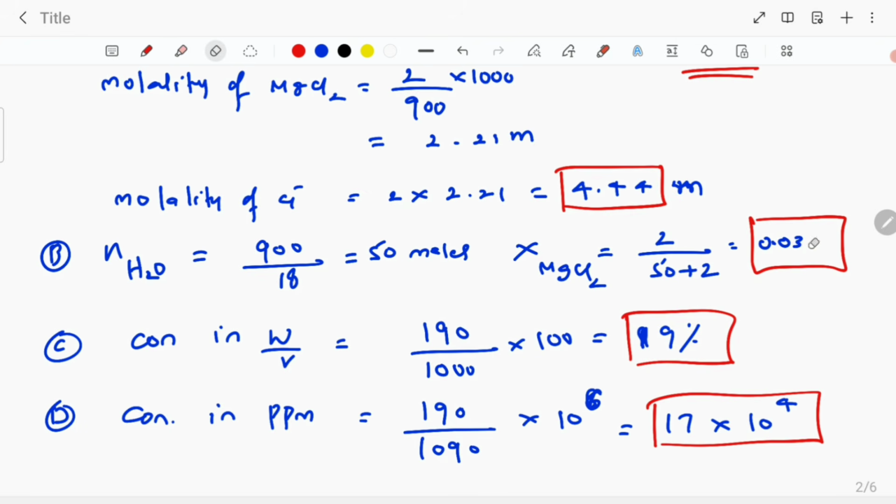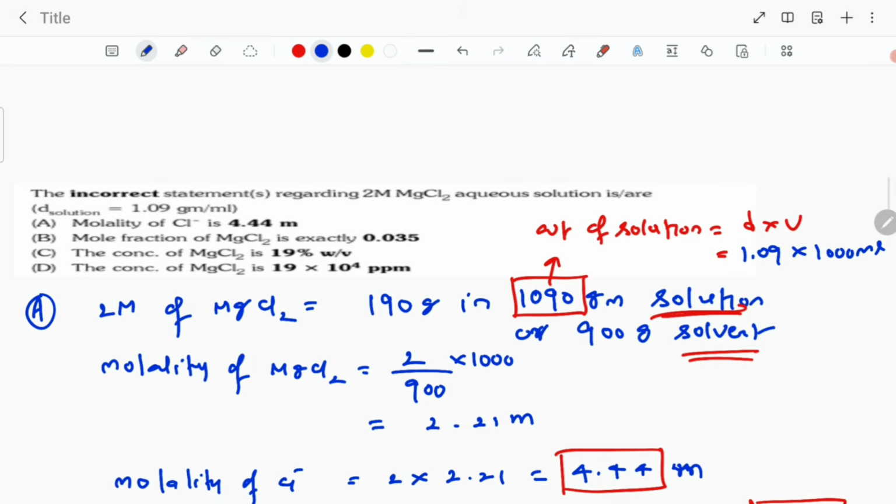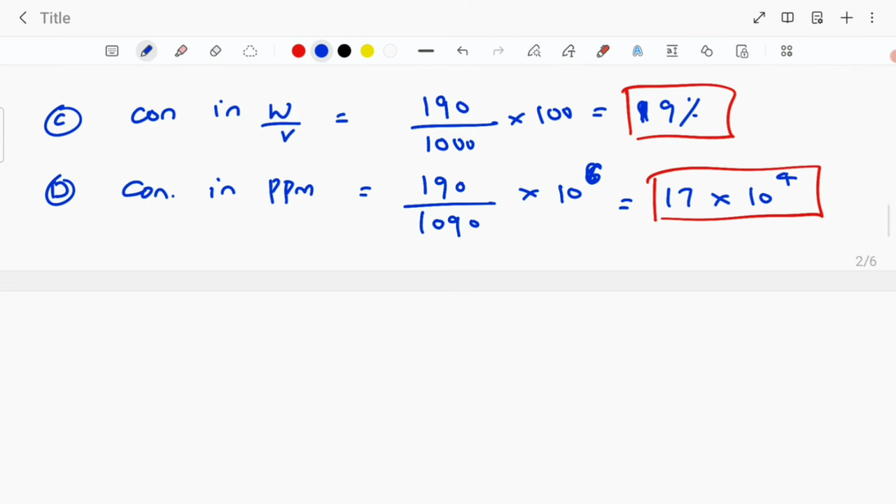See the solution clearly here: 0.038, and then finally 4.44. So the incorrect options here, according to the calculations we did, are that Option B is incorrect and Option D is incorrect. The remaining options are correct according to the calculation.